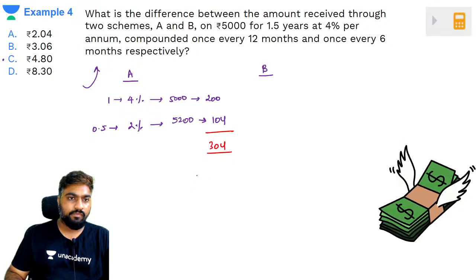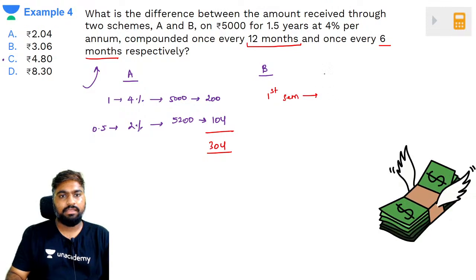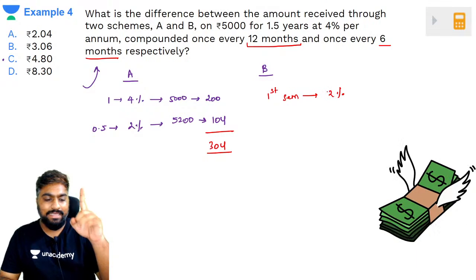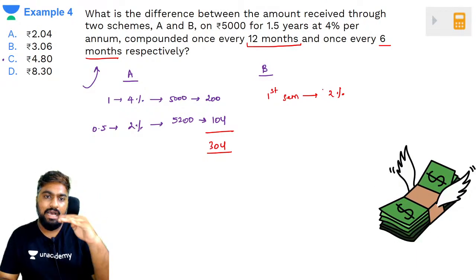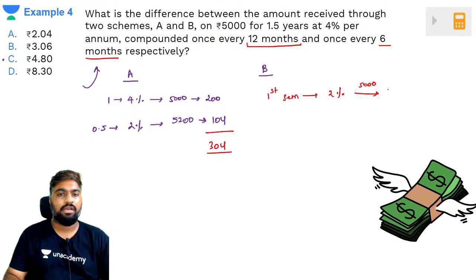304. Yeah, this is done once every 12 months. If I do once every 6 months, मेरे को ये 3 बार करना पड़ेगा. I'll have to do it 3 times. Yes. First semester कितना होगा? 4% नहीं होगा अभी, 2% ही होगा. एक साल का 4% मतलब आधा साल का, हाफ ईयर का 2%. So 2% on 5,000 is going to be how much? 100.